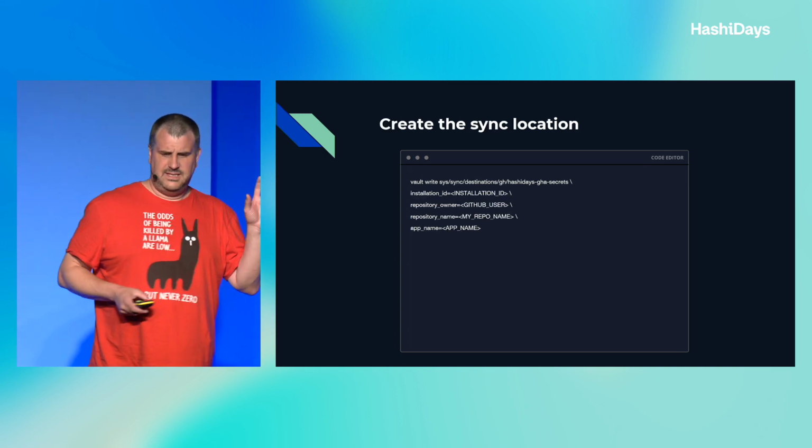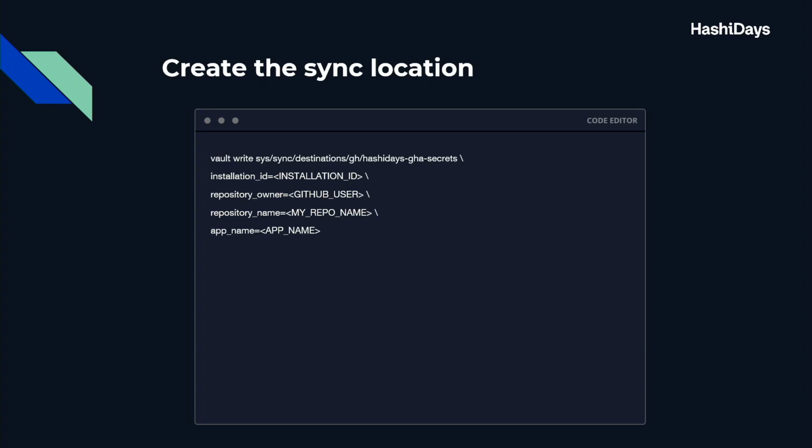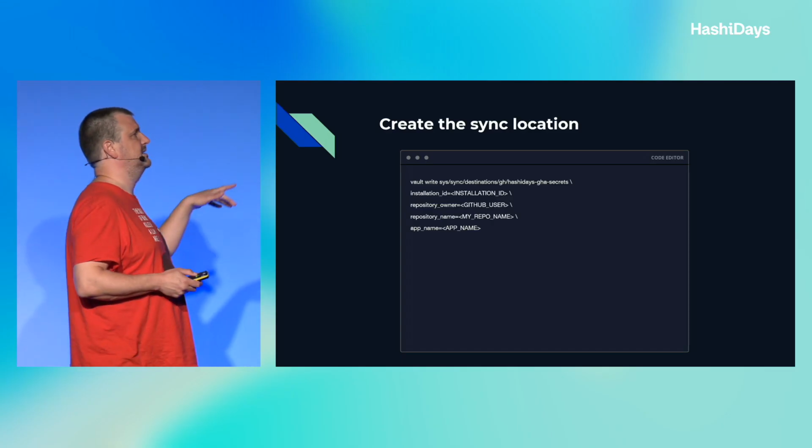And then we actually tell Vault, like, we need a sync location. We tell it the installation ID, what repo we need to connect to, and the app name. So now not only do we have an app that knows the GitHub repo, we actually know how the two are familiar with each other, and that we're going to sync some things.